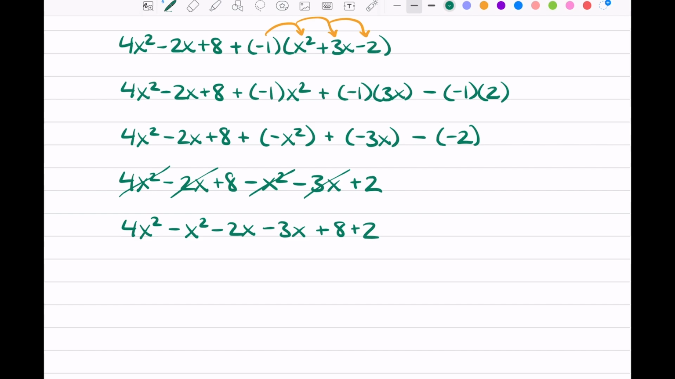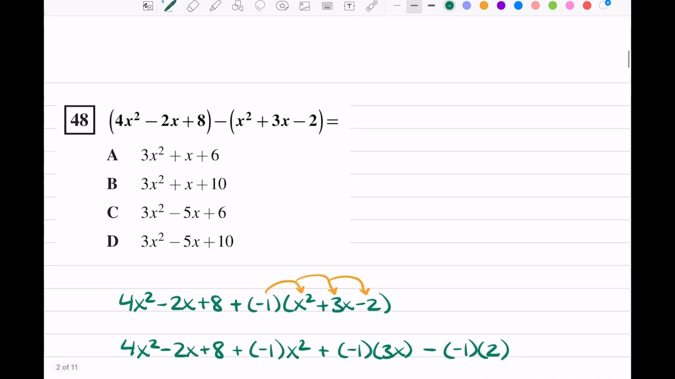Now we have 4x squared minus 1x squared, which gives us 3x squared. Then we have negative 2x minus 3x, which gives us negative 5x. And then 8 plus 2 gives us 10. So this is our answer, 3x squared minus 5x plus 10. And looking at our answer choices, that would be option D.